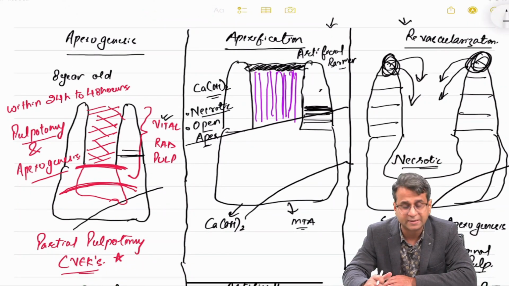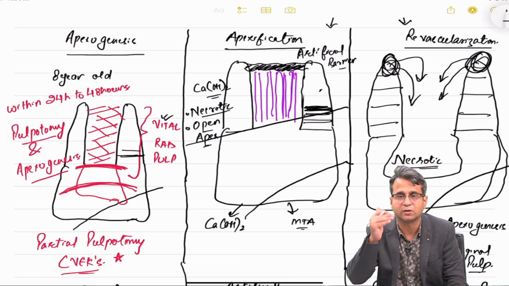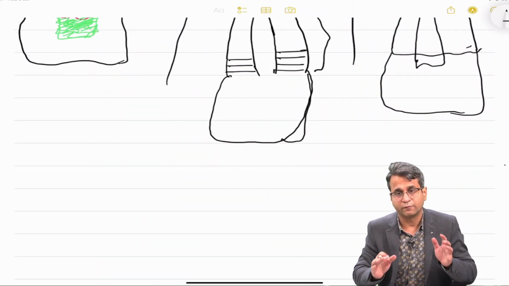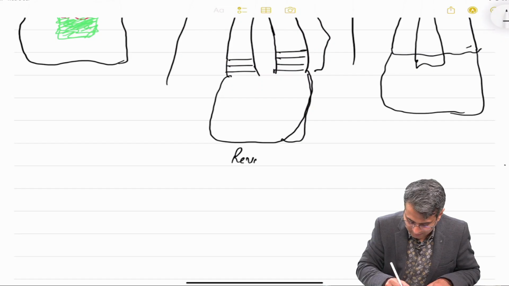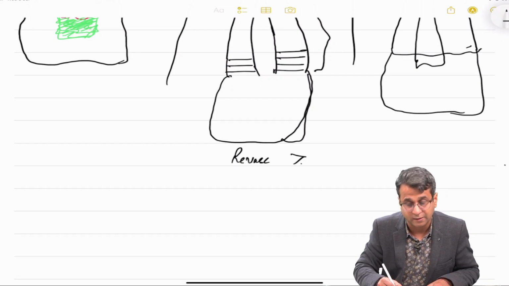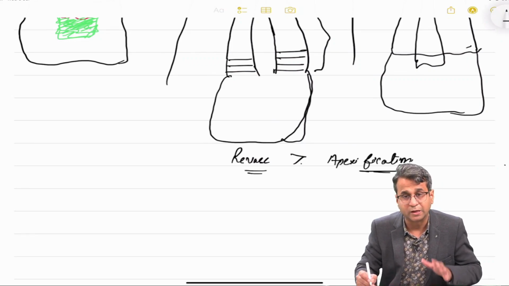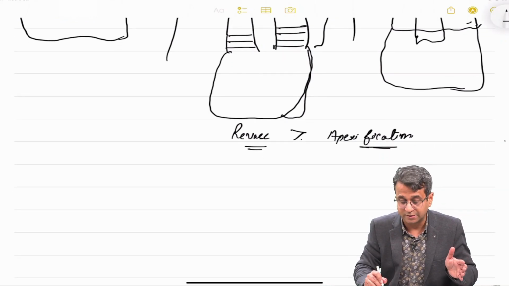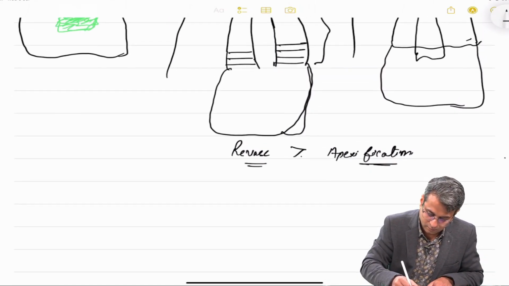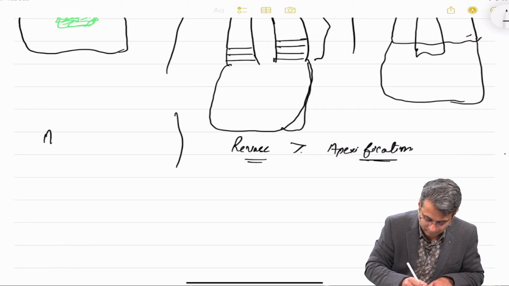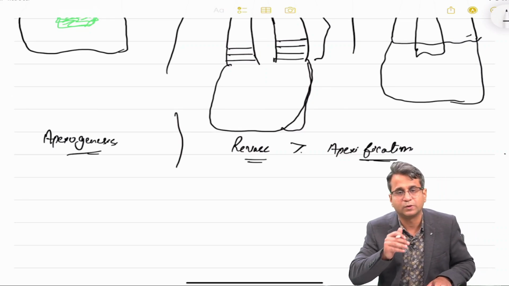Okay, and in that case, remember always revascularization will be having an upper hand. If we compare, revascularization will always have an upper hand over apexification any day. Any MCQ, remember revascularization. If we can go for revascularization, it will be a better answer. But the best one would have been apexogenesis. Apexogenesis will be the best.